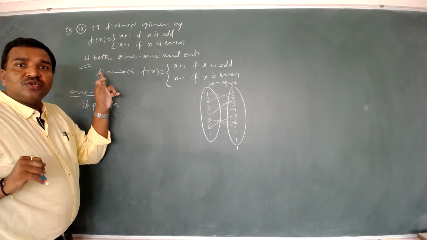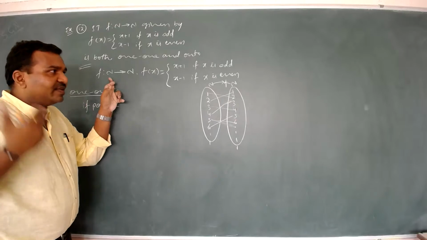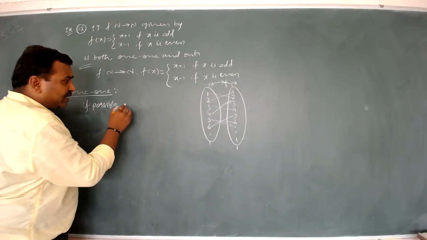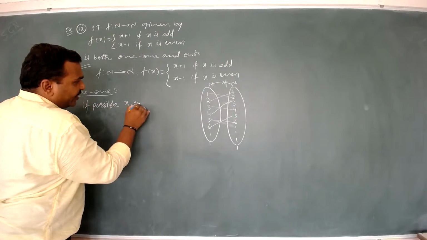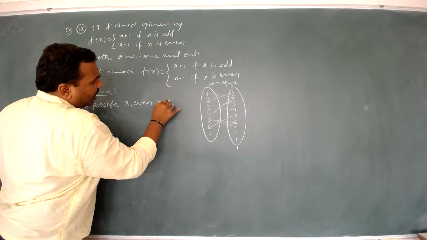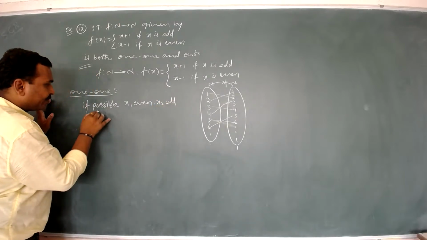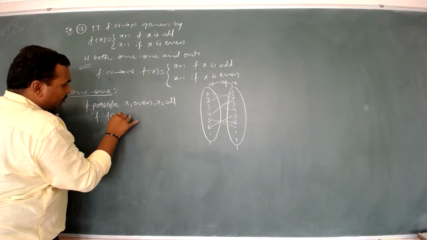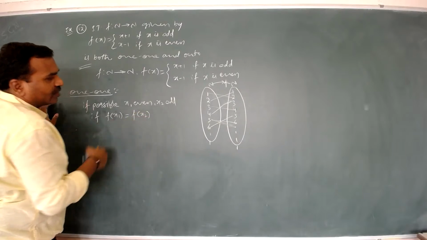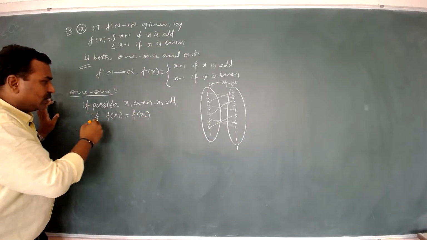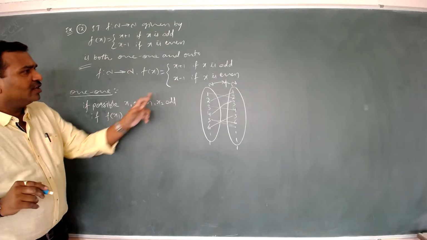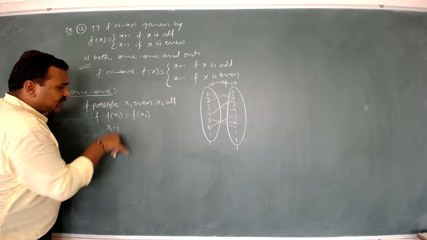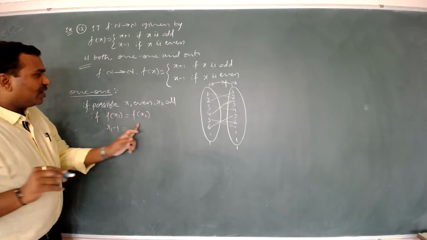If possible, x1, x2. What are x1, x2? Natural numbers now. Those x1, x2, I'm setting like this now. If possible, x1 even, x2 odd. If possible, f of x1 equal to f of x2. f of x1. What is x1? Even. If it is even, what will I have taken? x minus 1. That is x1 minus 1 equal to f of x2.